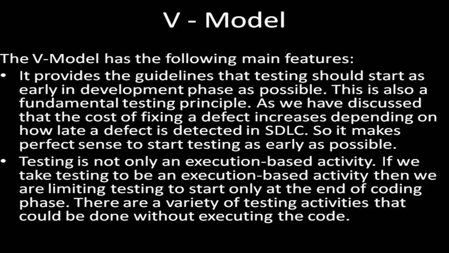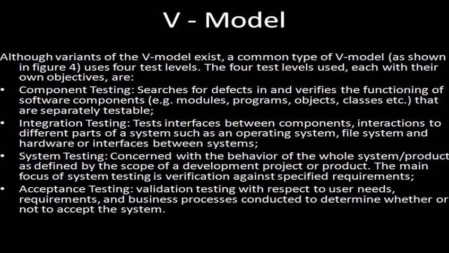during user acceptance testing. Although variants of the V model exist, a common type of V model uses 4 test levels. The 4 test levels used, each with their own objectives, are 1. Component testing, searches for defects in and verifies the functioning of software components, e.g. modules, programs, objects, classes, etc., that are separately testable.